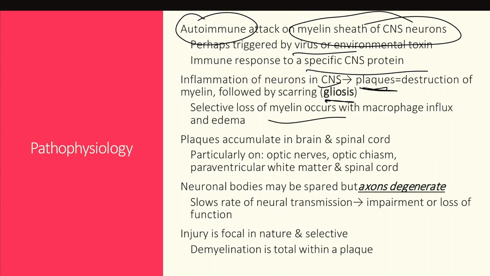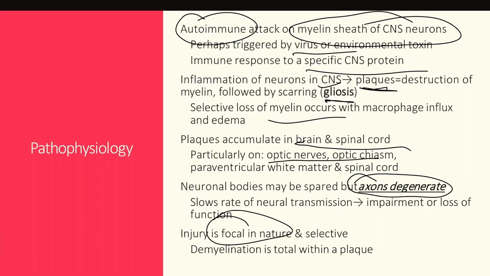Selective loss of the myelin, again, throughout the length of the neuron. Plaques can accumulate in the brain and the spinal cord, particularly in the optic area. So they get vision problems with MS. Some double vision, one of the big symptoms. Neuronal bodies may be spared, but the axons will degenerate, and that's what sends the signal down the whole way. So if the axon starts to degenerate, the signal is not going to be as strong, and you're going to get very weak contractions later on.